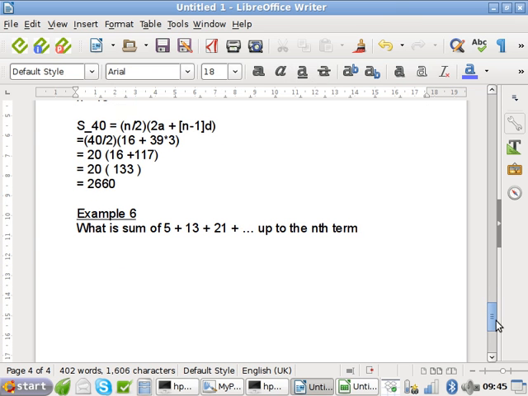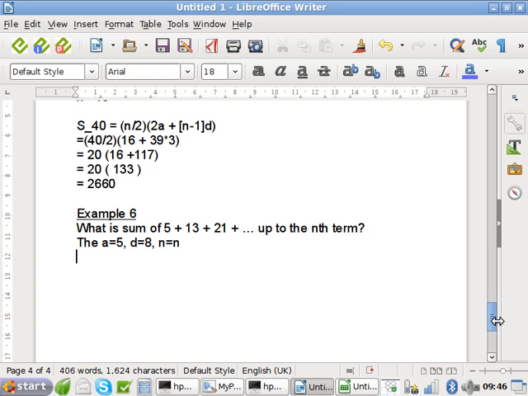So here I'm just asking you, I'm not telling you where to stop. So in this example, what's the a? The a is 5. The d is 8. And here the n is n. I'm not telling you the n.